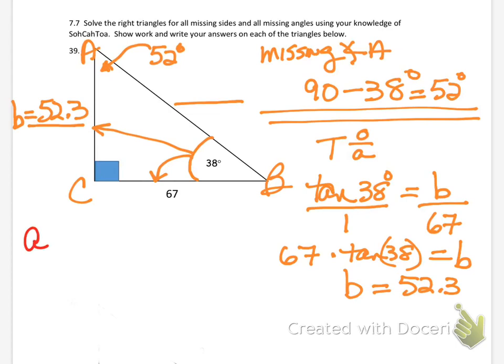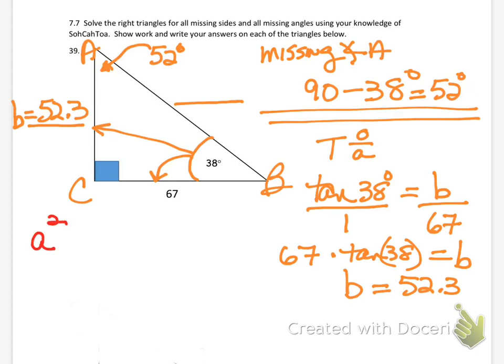So Pythagorean Theorem tells me a squared plus b squared equals c squared. And these are not angles, these are side lengths. So I'm going to write that differently. I'm going to write them in capital letters. Okay, so because they are side lengths, the side opposite angle A is the A side.